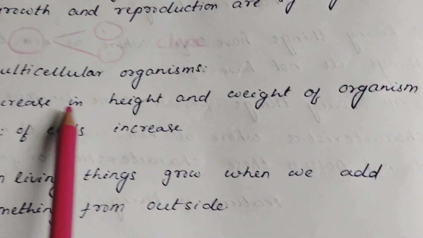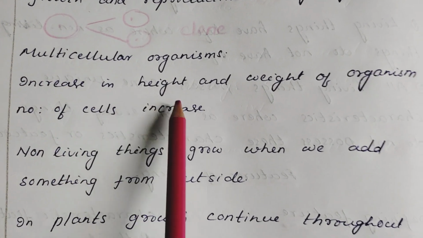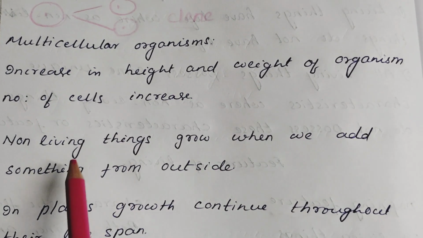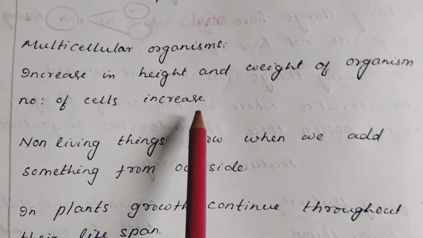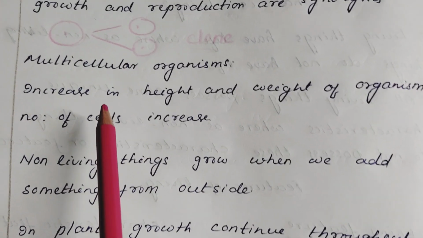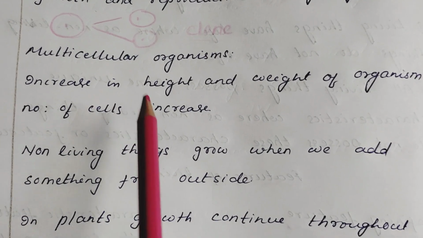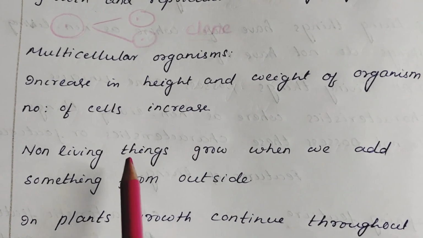They are clones of the mother. Multicellular organisms also grow. They increase in height and weight, so the number of cells increases. At the time of birth our size is very small, but as we grow our size increases gradually.